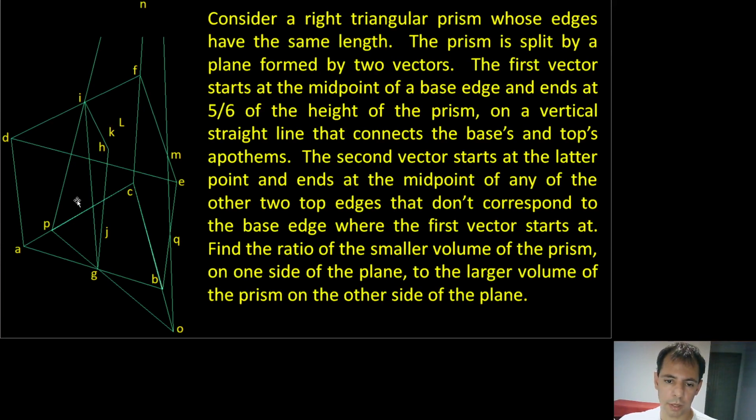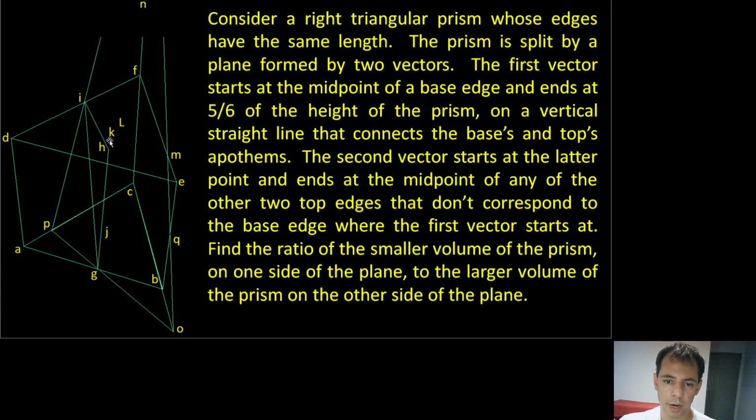So it's going to be this volume here closer to the camera, to the volume of the prism behind the plane here. And so I created all these key points in here, and we're going to find the coordinates of all of them together, right? Because I think it's easier than trying to use triangle similarity.